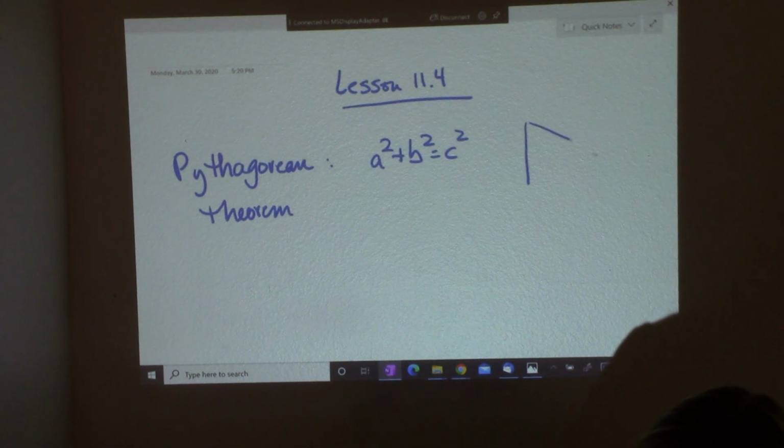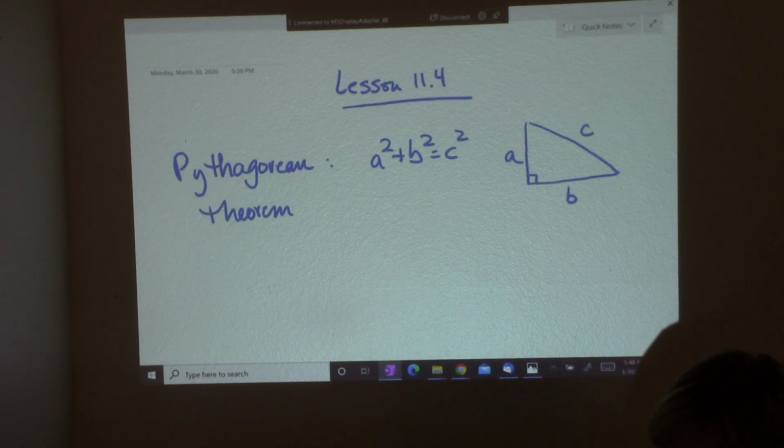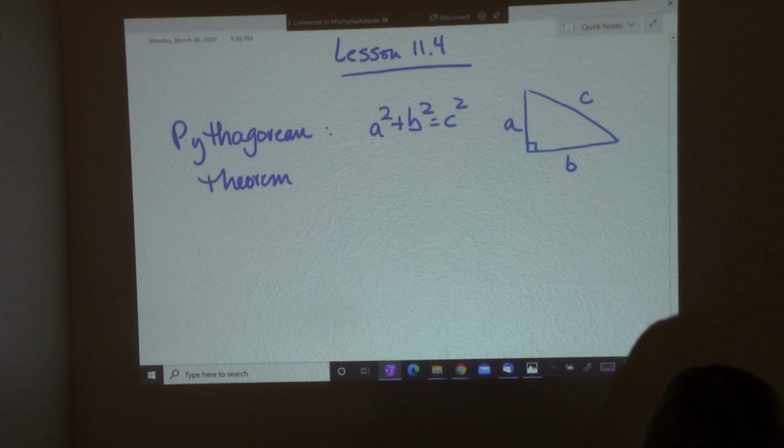So if we have a right triangle like this, I've got my right angle there, and A and B are my two sides, and C is the hypotenuse. So if I know any two of these sides, A, B, and C, then I can find the third side. So here's how it works.